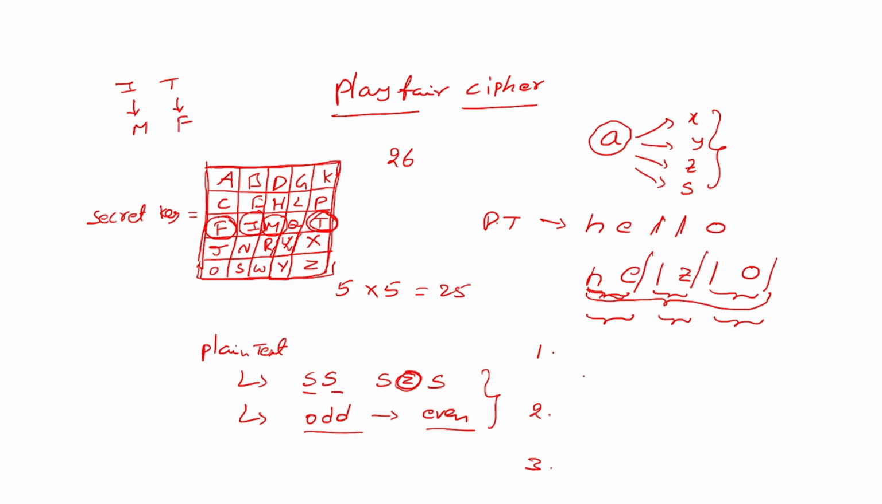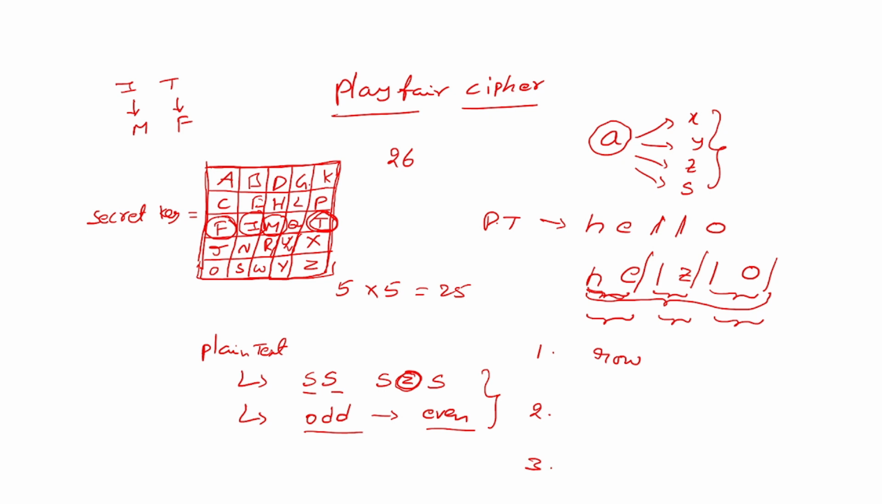We need to check whether the two characters are in the same row or not. And the second rule: if the two characters are in the same column, then we need to take the one beneath the character in the same column.